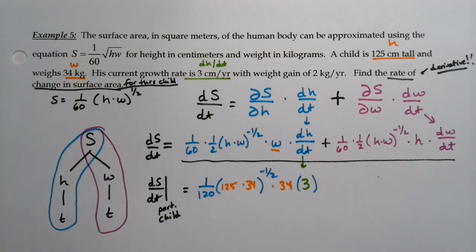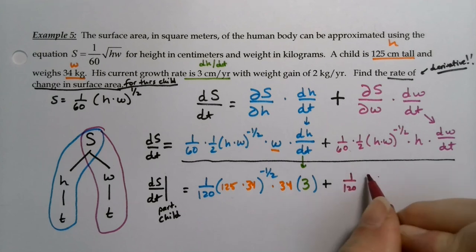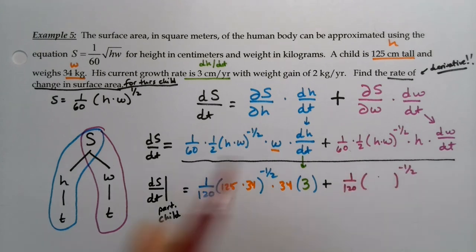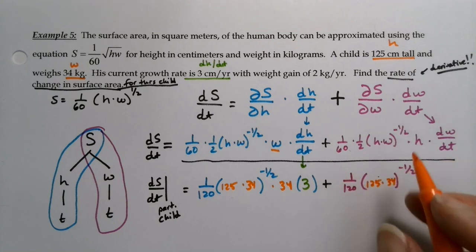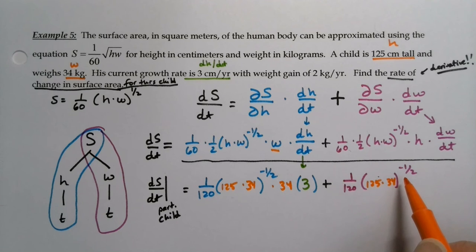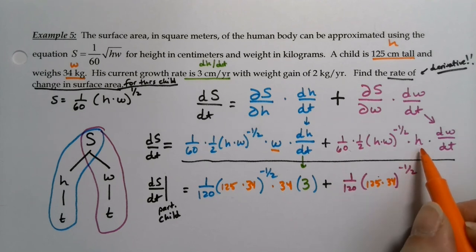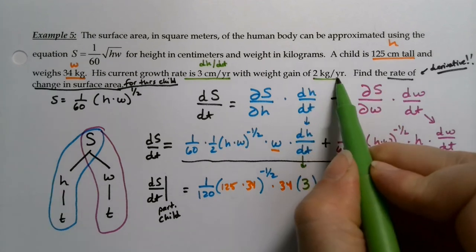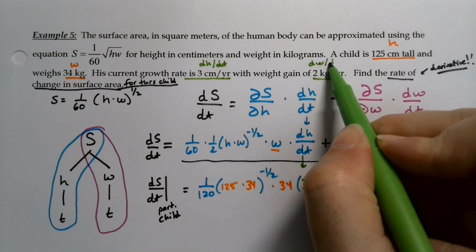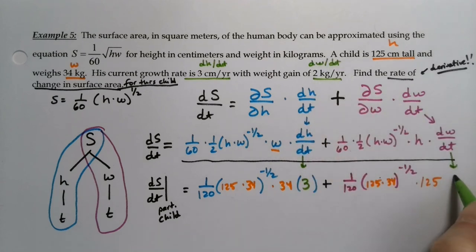Okay. Then you add to it, and you do it all over again. So 1 over 120 times 125, that's the height, 34, that's the mass, weight, and then h right here, which is 125. And then dw dt was also given to us, it's right here. So dw dt is 2. So this will become 2.